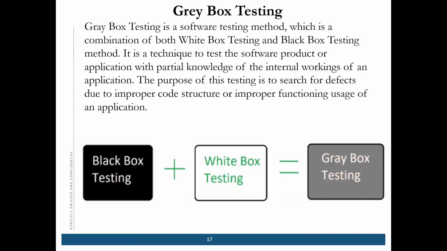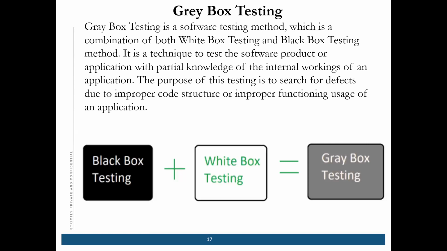Greybox testing is a software testing method which is a combination of both white box and black box testing methods. It is a technique to test the software product or application with partial knowledge of the internal workings of an application. The purpose of this testing is to search for defects due to improper code structure or improper usage of an application. Correct. So Greybox testing is the combination of both the things. Why do we do the combination? Just to find more defects, correct? So that we have the knowledge of the internal application and the functional application also.